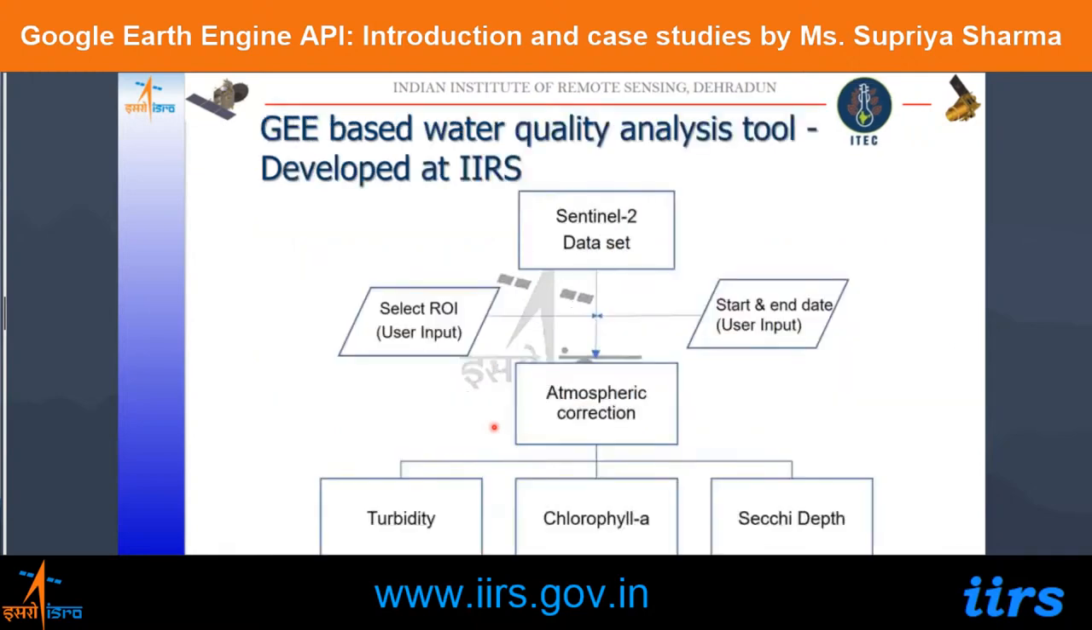So the basic steps involved are: firstly, we will take the Sentinel-2 data set. We'll take two inputs from the user: the region of interest, and the start date and end date. Using this, we will filter the data. We will perform atmospheric correction over this data, and then we will calculate three parameters: turbidity, chlorophyll, and safety depth. And this is how it works.